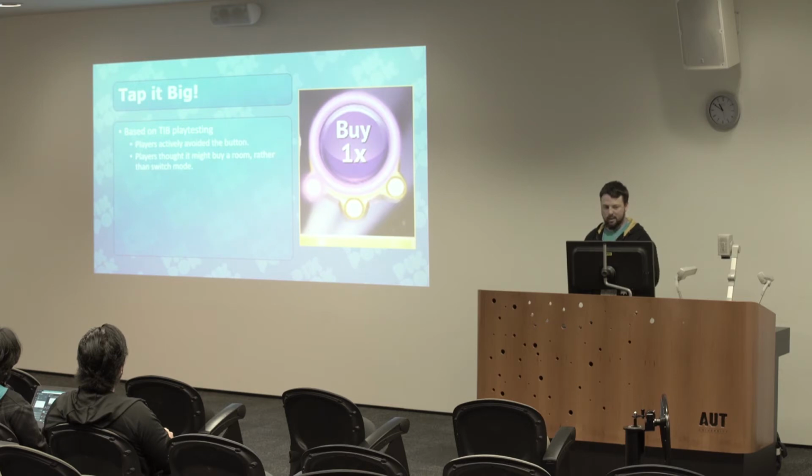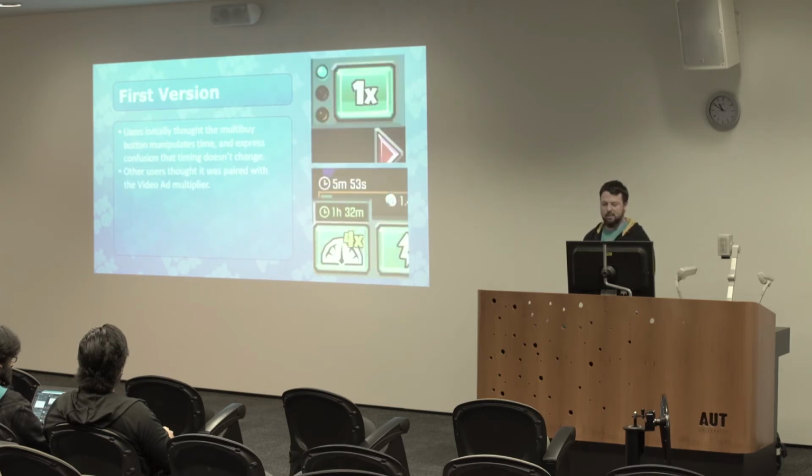Based on Tap It Big's playtesting, people actually avoided pressing this button at all. The reason is because it said buy 1x. They thought it would buy something by pressing it, rather than change how many items they'd actually buy. So when implementing this button in Doomsday Clicker, we removed the buy text and just made it a 1 times button. However, this caused another issue.